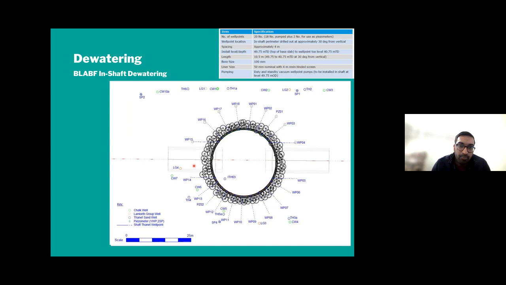This actually shows the jet grout curtain that was put around as well, and a fairly sophisticated Monte Carlo statistical model was put together on that to try and figure out if there were any gaps in the jet grout curtain, so that we could ensure that the shaft could be driven downwards as we get through the water-bearing strata.